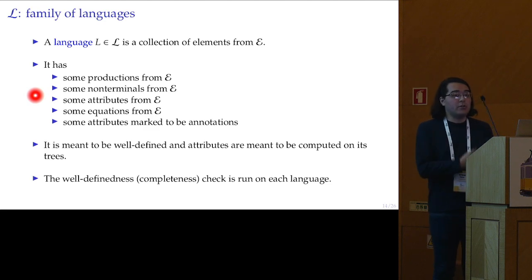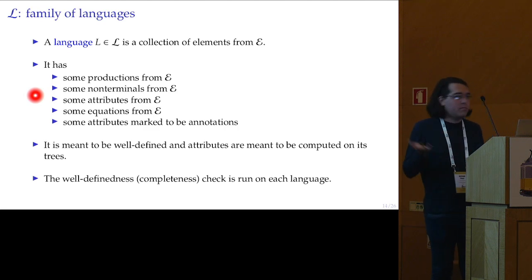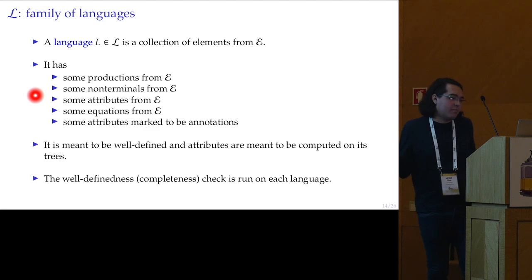Within each language, you should have a well-defined attribute grammar, so you can still use existing well-definedness checks from the literature there. And yeah, you'll have to run it once for each language, but this is pretty much acceptable. They're fast.